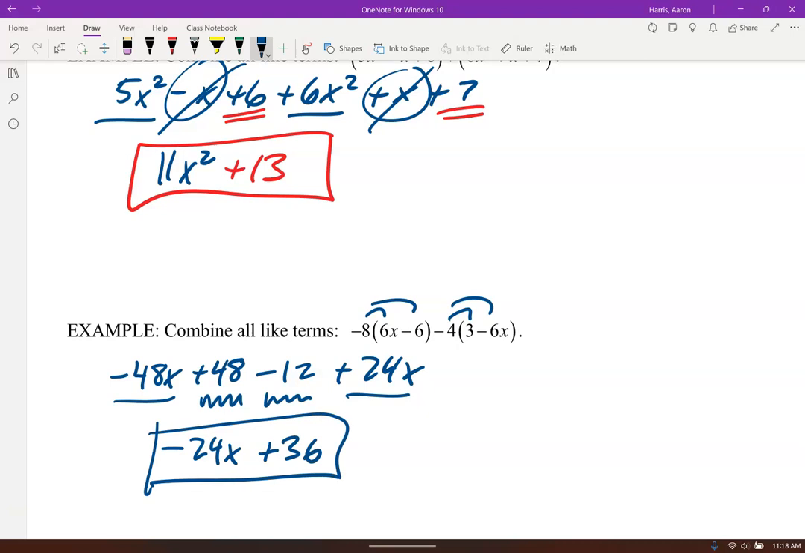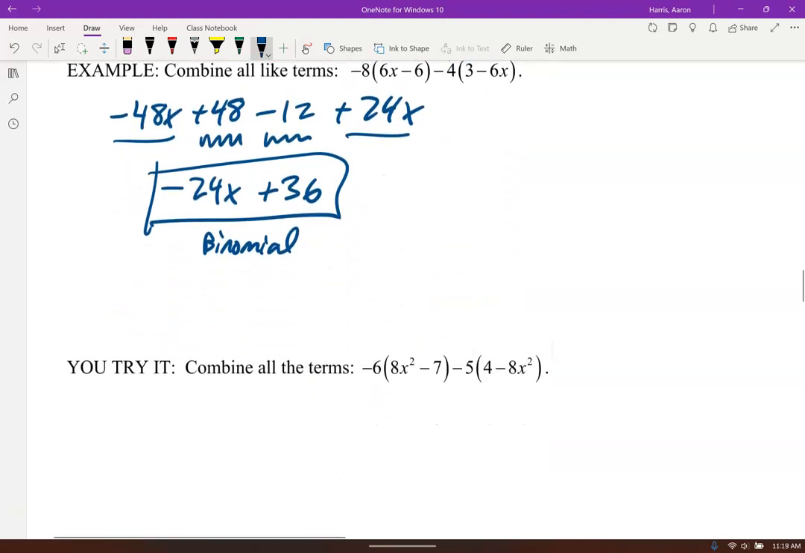So negative 24x plus 36, which of course is a binomial, right? Binomial, there's two terms there. Negative 24x is a term, and that constant 36 is a term separated by the plus.